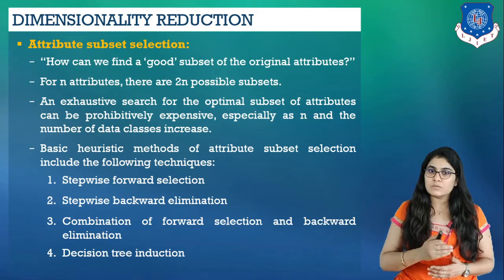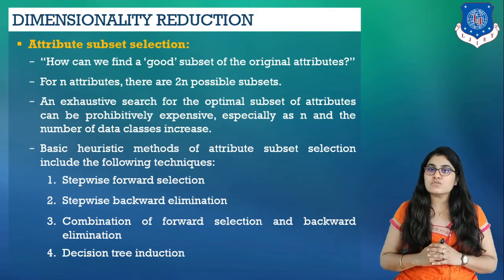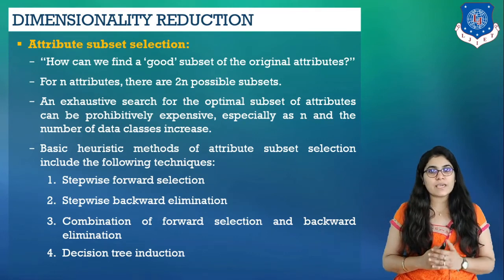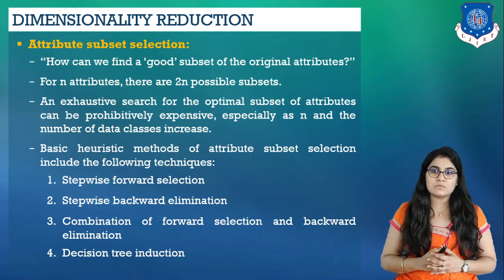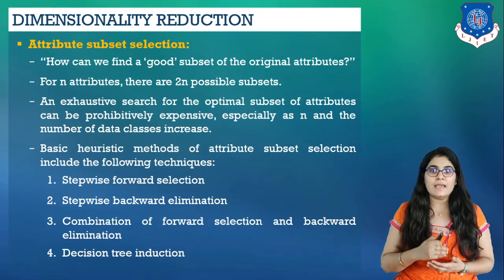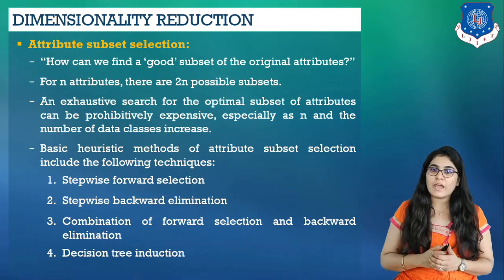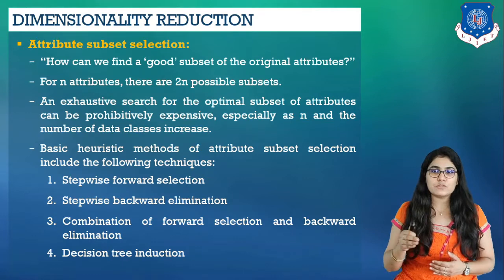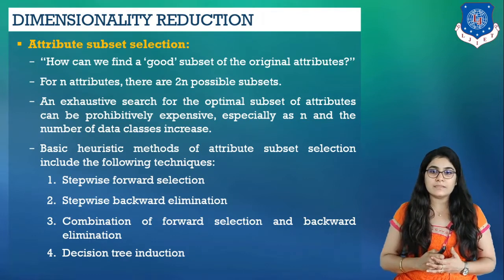Now the question is, how can we find a good subset of the original attributes? For n attributes, there are 2^n possible subsets. An exhaustive search for the optimal subset of attributes can be prohibitively expensive, especially as n and the number of data classes increase. Therefore, heuristic methods that explore a reduced search space are commonly used for attribute subset selection. These methods are typically greedy in that while searching through attribute space, they always make what looks to be the best choice at that time.